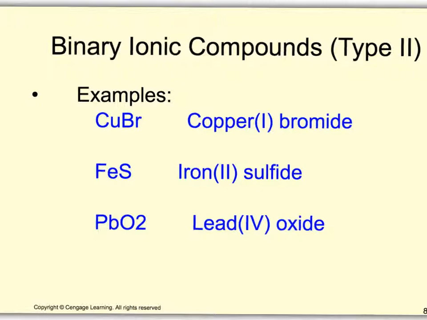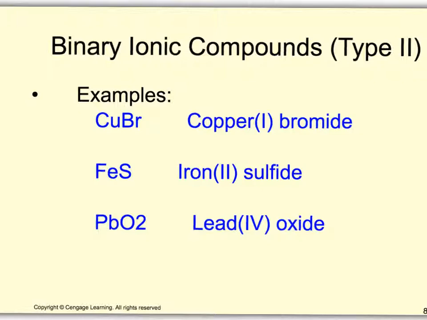For example, copper can have a +1 charge or a +2 charge. So we need to indicate what specific charge the element is, because the varying charges make different chemical compounds with different properties. And so with our binary ionic compounds, in addition to checking to see do we have a metal and a nonmetal, we need to look at our first element in the chemical compound.